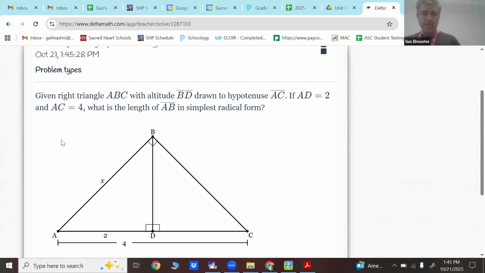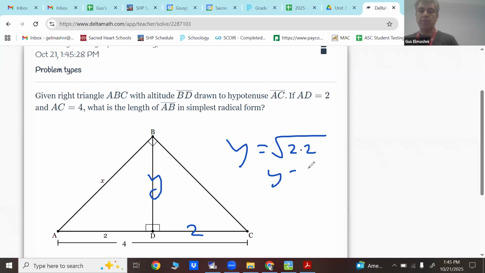They want us to solve for AB and they already labeled it for us. Okay, great. Awesome. Well, here's the deal. Let's call this, this is 2. We know this, right? How do I know DC is 2? Because AC is 4 and you take the difference, right? So let's now call this y. What does y equal? Root 2 times 2, which of course is 2. So now I know this is 2.